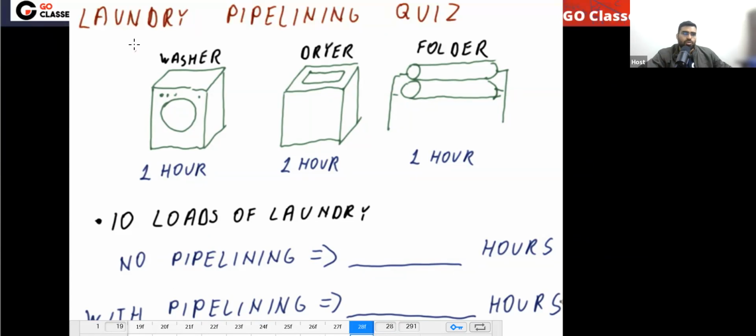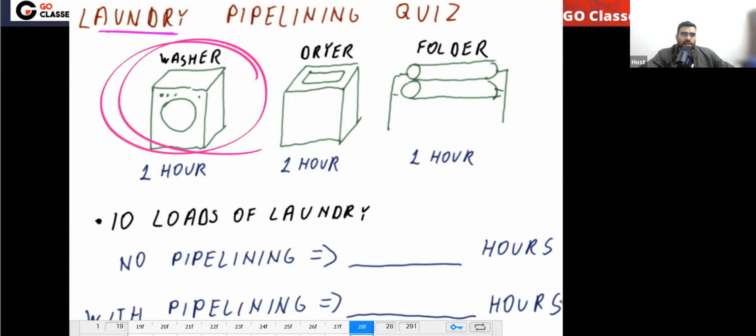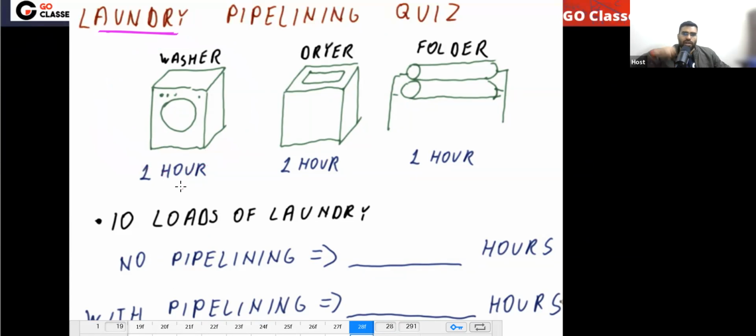Quickly tell me. So there is a laundry pipeline. What is a laundry pipeline? There is a washer. One load of laundry, it will do in 1 hour. Then you have a dryer; one load of laundry, it will do in 1 hour. And then there is a folder; again, one load of laundry, it can fold in 1 hour. So they are taking 1 hour, 1 hour, 1 hour.